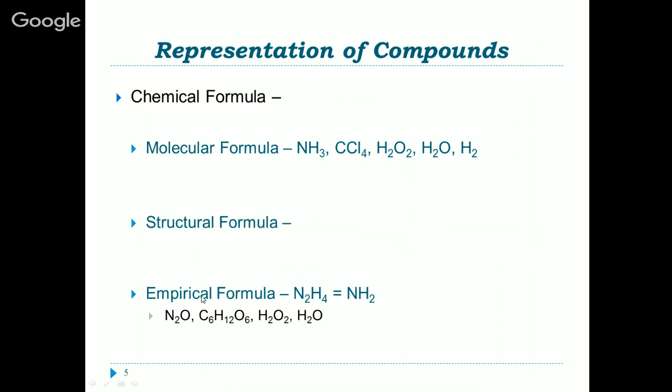An empirical formula gives us the smallest whole number ratio of atoms in a compound. So this here is hydrazine. Notice we have N2H4. We can simplify that by dividing both of these by 2 and coming up with NH2. This would be considered the empirical formula for this compound. Now, this is not an actual compound, but it's representing that smallest whole number ratio of atoms to each other in a molecule. Down here, N2O, we cannot simplify that any further, so we would say this is both the molecular formula and the empirical formula.